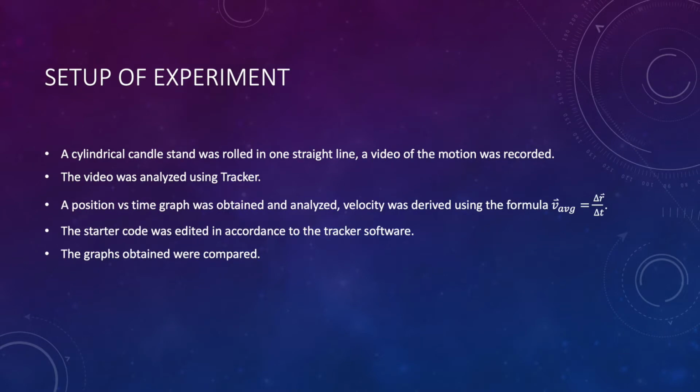In order to set up the experiment, a cylindrical candle stand was rolled in one straight line. A video of the motion was then recorded. The video was inserted into the Tracker software and analyzed. A position versus time graph was obtained and analyzed. Velocity was derived by using the formula v average is equal to delta r by delta t. The starter code was edited in accordance with the Tracker software, and the graphs obtained were compared.